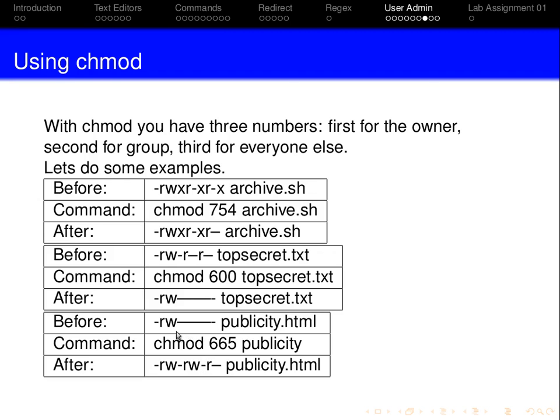Public HTML, there we go. Read, write for the owner and nothing else. Well, we want everyone to at least be able to read it. So we'll give the owner read, write, the group read, write, and everyone else can just read it. We don't want someone to deface our public HTML file, and that's what it becomes afterwards. All right. Any questions on this part so far?